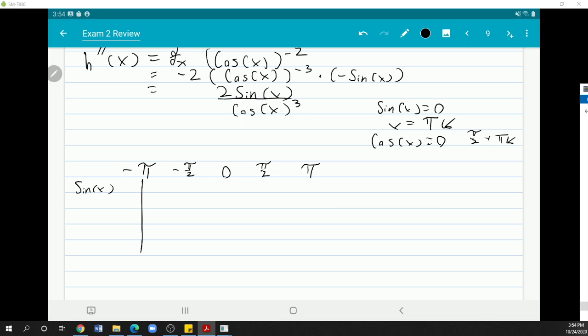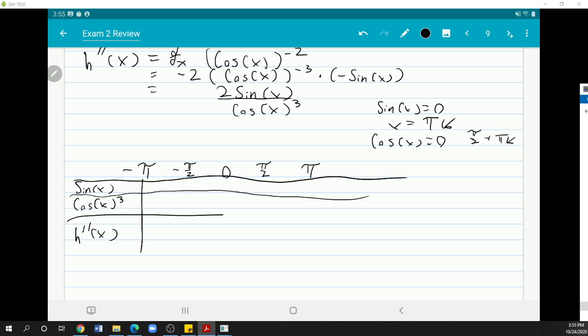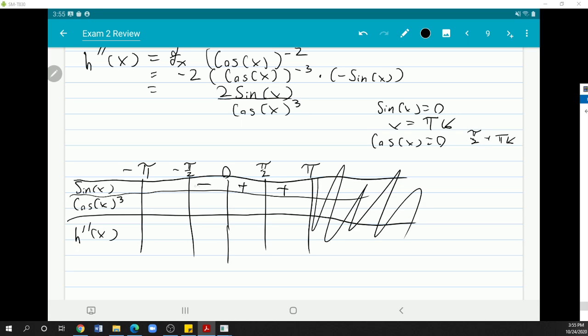Sine, cosine cubed. And cube is an odd power, so anywhere cosine is positive, cosine cubed is going to be positive, and anywhere cosine is negative, cosine cubed is going to be negative. So that's not too rough. So sine of x from 0 to pi over 2 is positive. If it's less than that, it's negative for cosine cubed. If I'm on either side of 0, I'm going to be positive. Again, you could do this just by plugging in.